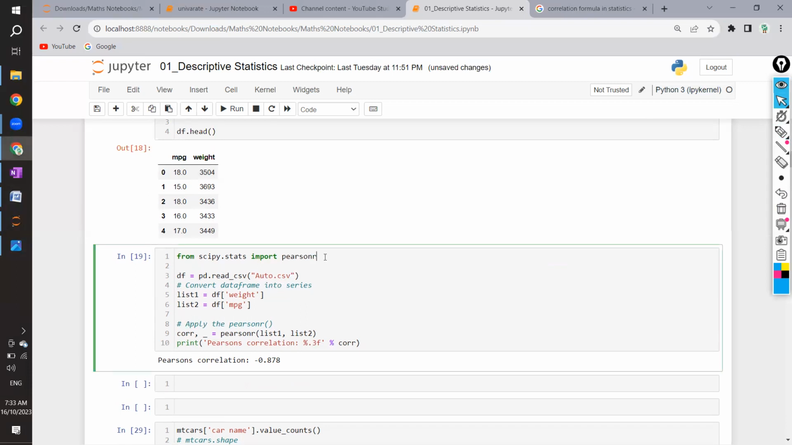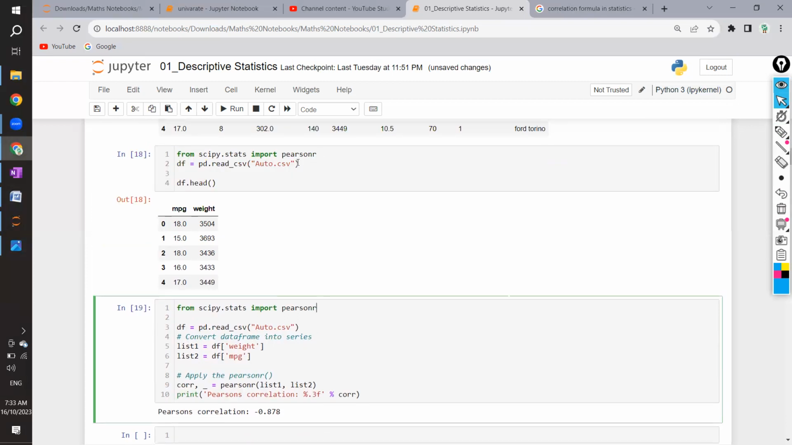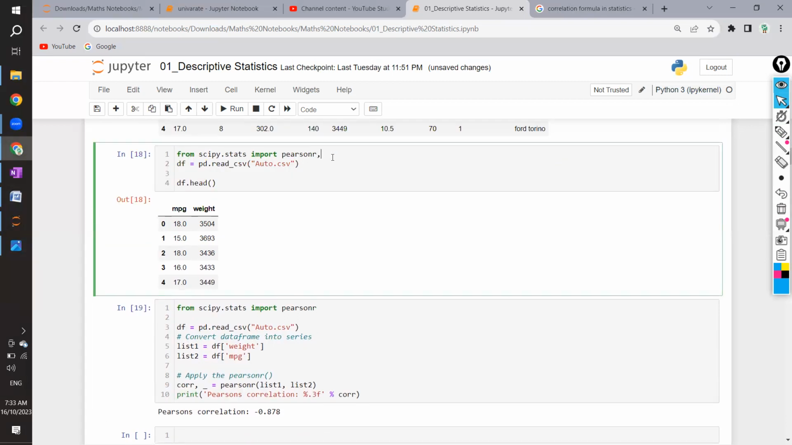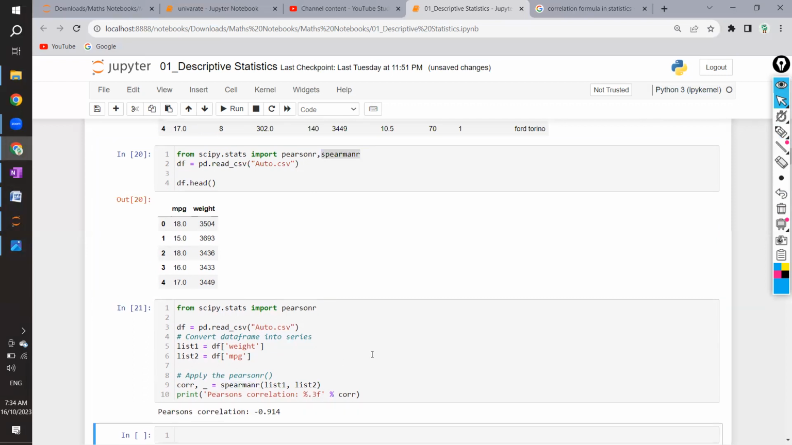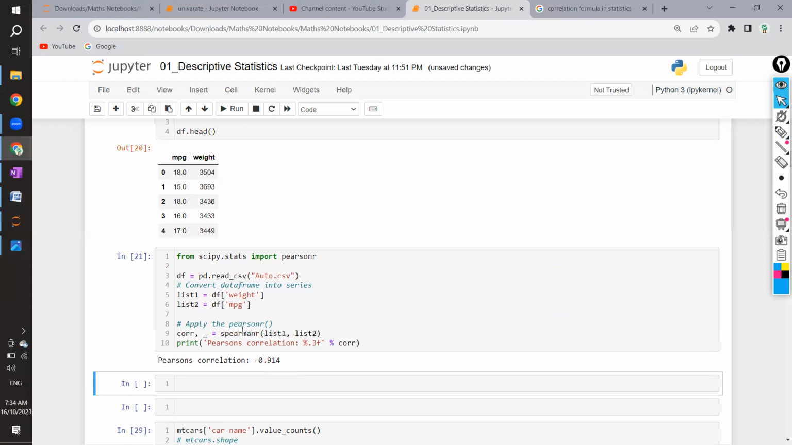And as I said, here you can also have something called Spearman r. So if I use Spearman r in this sense, as I said earlier, observe Pearson, you got minus 0.8. But if you go for Spearman, you are getting minus 0.9. Okay, it will be two different ways.